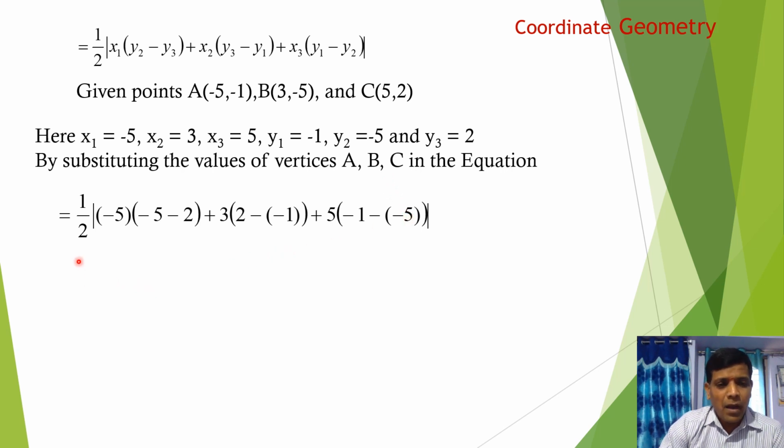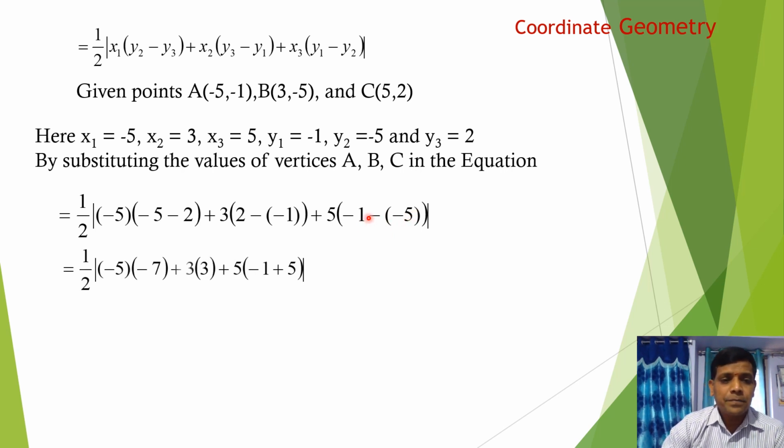So next step, half into minus 5 into minus 5 minus 2, we get minus 7, plus 3 into 2 plus 2 plus 1, 3. So 3 into 3, plus 5 into minus 1 minus of minus 5, that is minus 1 plus 5. Minus 1 plus 5 you get 4. 5 minus 1, 4. That is the next step.